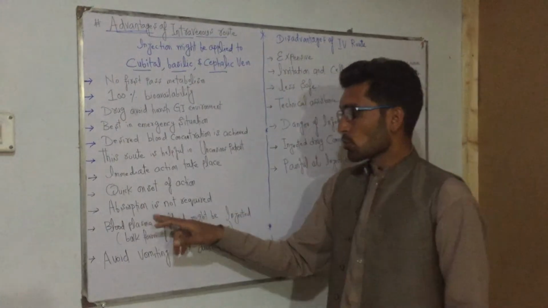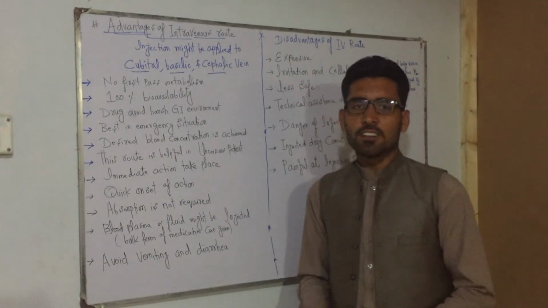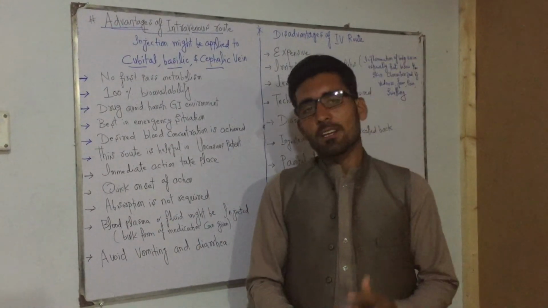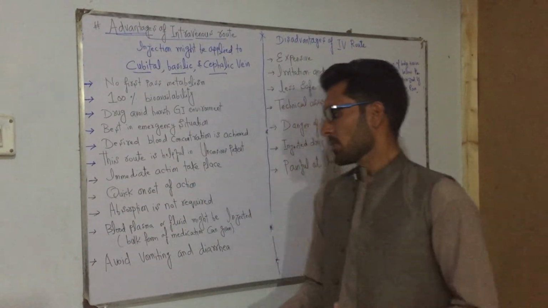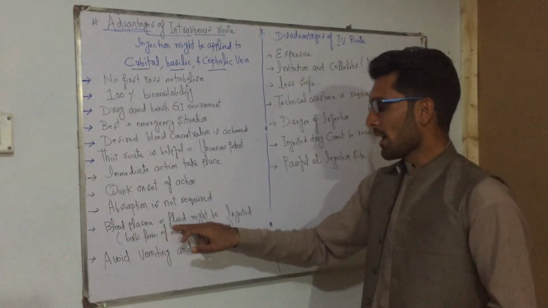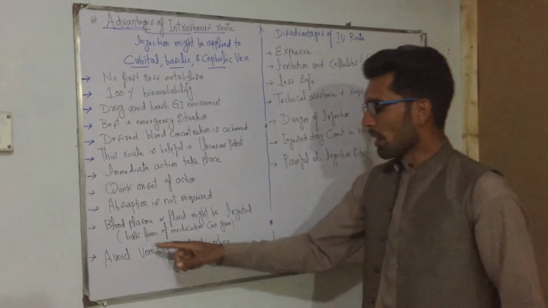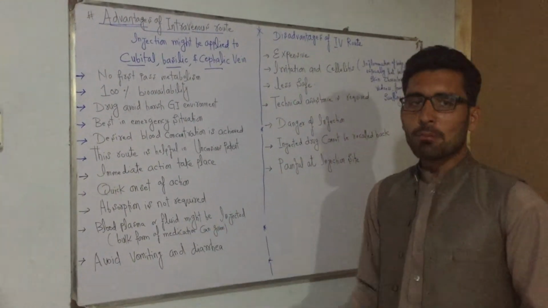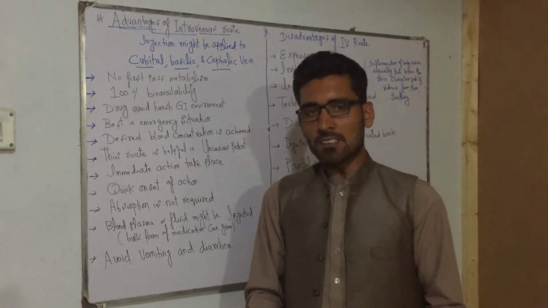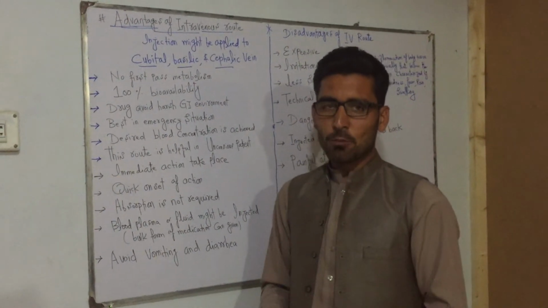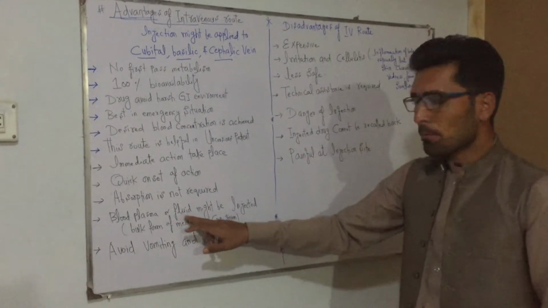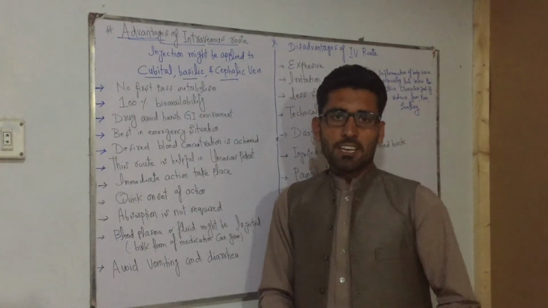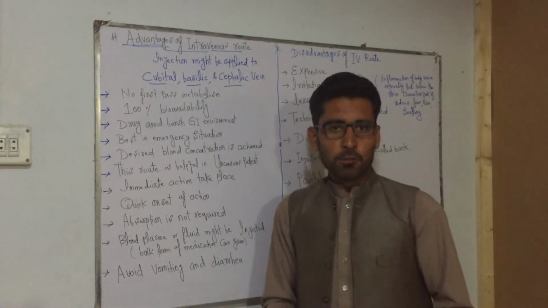Next is that absorption is not required, because there is no absorption in the intravenous route, but there is absorption in other routes. Next, blood, plasma or fluid might be injected. Bulk form of medication can be given. It may be given as an IV bolus, but IV fluid or blood, plasma and other solutions can also be given to the body in diluted form.